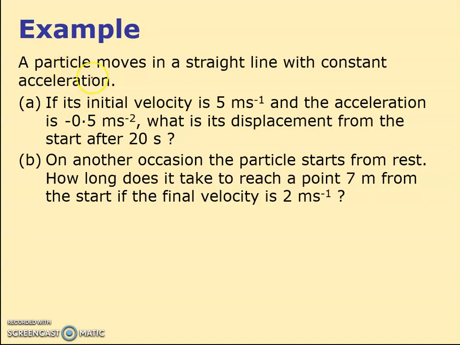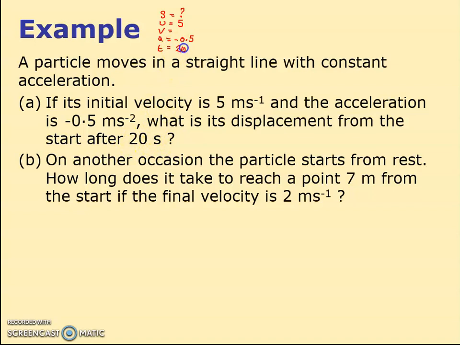Second question. A particle moves in a straight line with a constant acceleration. So again, I'll write SUVAT at the top because I think I might need the space at the bottom in a bit. Notice it says, if its initial velocity is 5, write that in straight away, and the acceleration is negative. Now it actually means it's slowing down, negative 0.5. What's its displacement? So I'll put a question mark next to that one. From the start after 20 seconds.